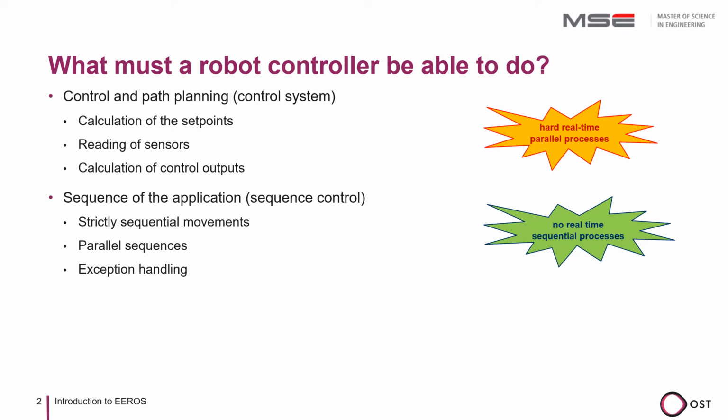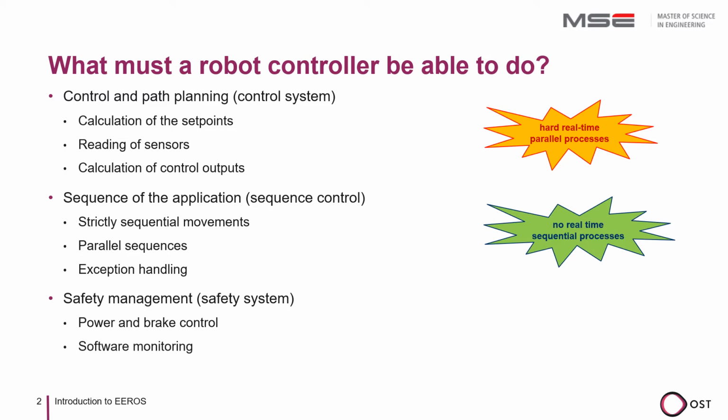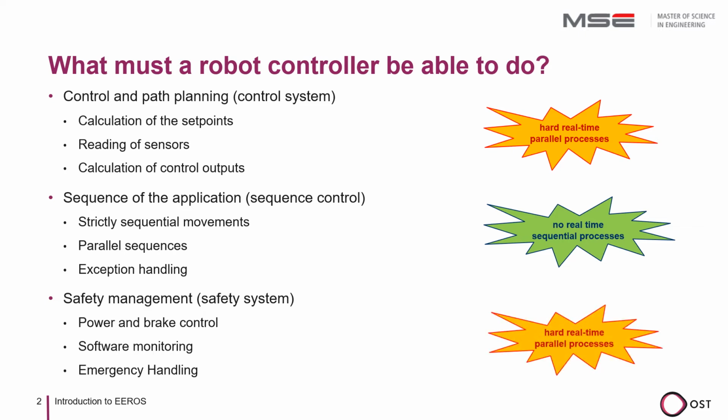Robots can be dangerous and put people at risk. It is therefore important that a robot only moves when it cannot endanger anyone. Therefore, a safety system takes over the switching on and off of power, electronics and motor brakes and monitors the correct functions of the software. If something goes wrong, the emergency handling system must take control, bring the robot into a safe state and also return it to normal operation. Of course, these functions must run in parallel in hard real time.